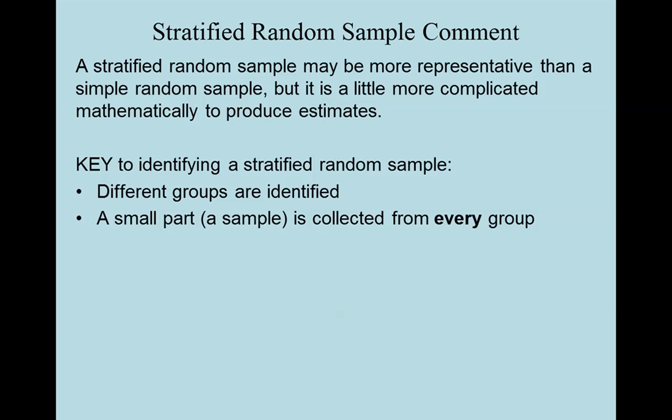A stratified random sample may be more representative than a simple random sample, but it's a little more complicated mathematically to produce estimates. Key to identifying a stratified random sample: different groups are identified. A small part or a sample is collected from every one of the groups.